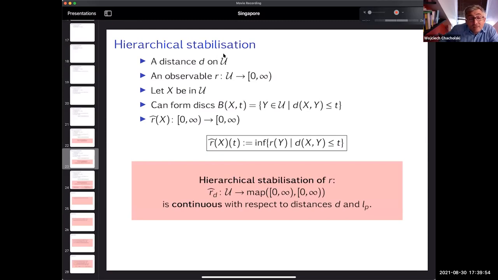So you might represent your objects by graphs, then try to find distances on the space of graphs, and then try to find some invariants, some observables, whose hierarchical stabilization is calculable. Remember that the important thing about hierarchical stabilization is that it is stable, it's continuous. That's the whole thing. So you convert something presumably totally discontinuous, it could be discrete, into something continuous.